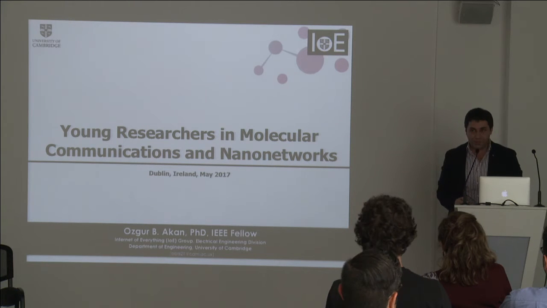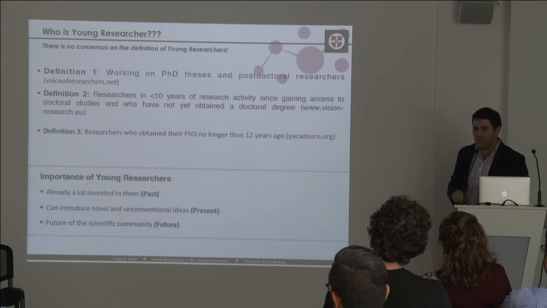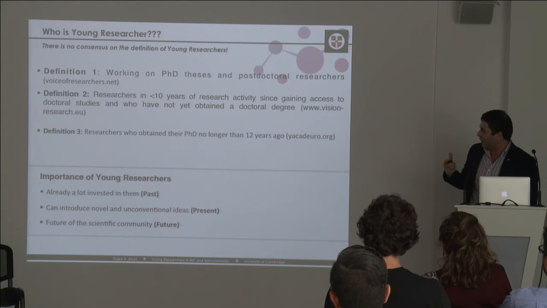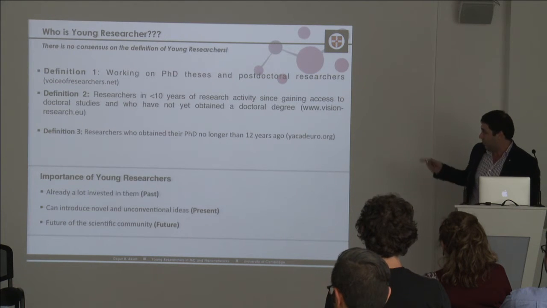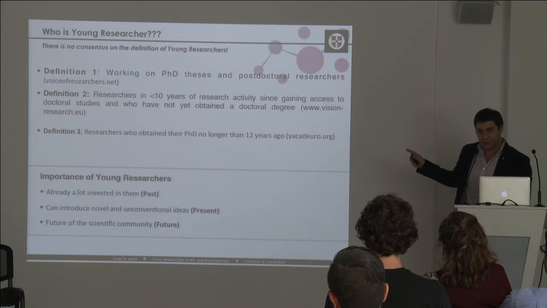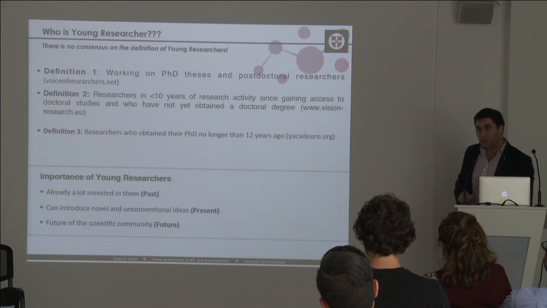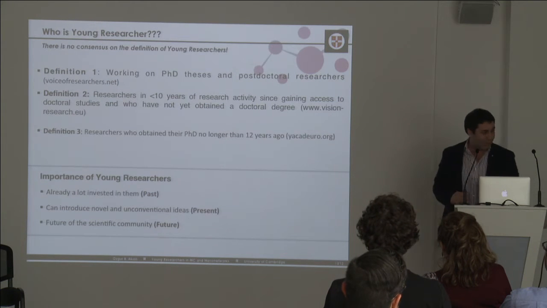So really the question still remains, who's the young researcher? There are many definitions. I dug out the internet and tried to find some official and non-official definitions. The first one is similar to what we have been thinking, like PhD students and postdocs. I mean, it makes sense, right? The second one is from Vision Research, a European institution funded by the European Commission: researchers within the first 10 years, but who have not yet obtained their PhD degrees, are called young researchers. The third one is researchers who obtained their PhD no longer than 12 years ago. I missed that definition by 1 year, so I'm no longer a young researcher.